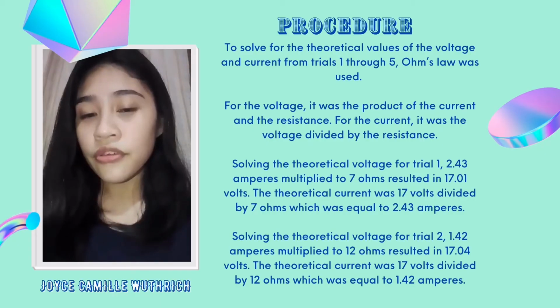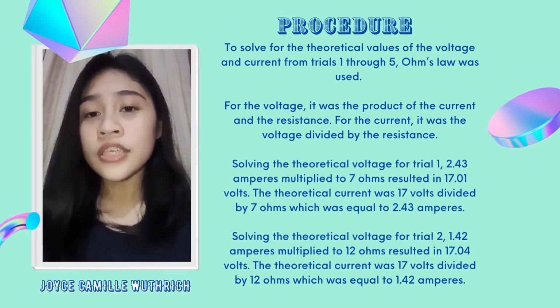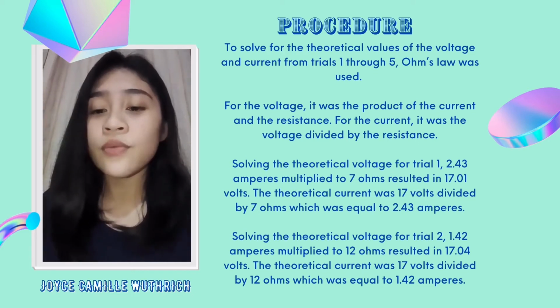To solve for the theoretical values of the voltage and current from trials 1 through 5, Ohm's law was used. For the voltage, it was the product of the current and the resistance. For the current, it was the voltage divided by the resistance.